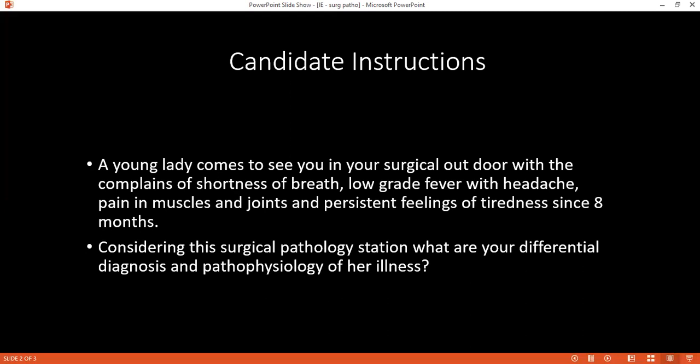In the hands, we can look for Janeway lesions and Osler's nodes, which are painful. What are Janeway lesions? Janeway lesions are reddish lesions on the palms of the hand, which are painless, due to immune complex deposition. And what are Osler's nodes? Osler's nodes are micro abscesses formed due to septic emboli. They are also red, but they are painful. What are splinter hemorrhages? Splinter hemorrhages are micro hemorrhages in the nail bed.